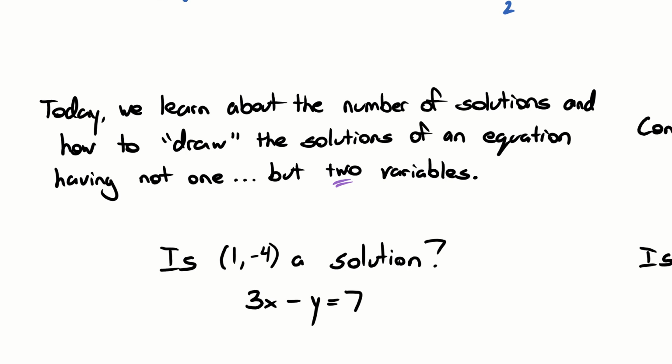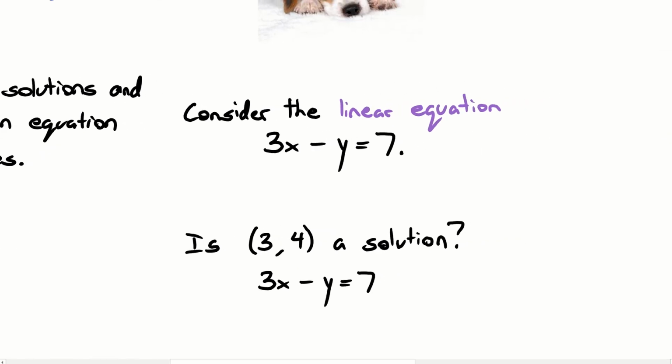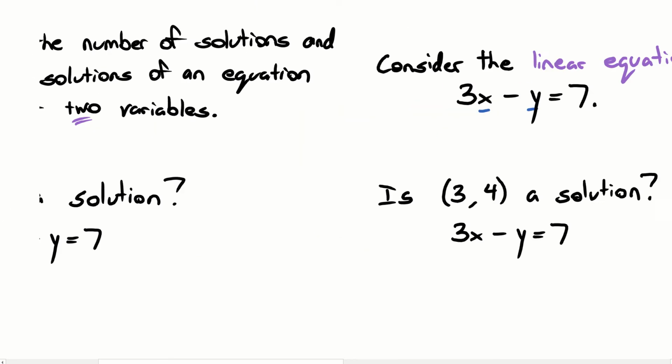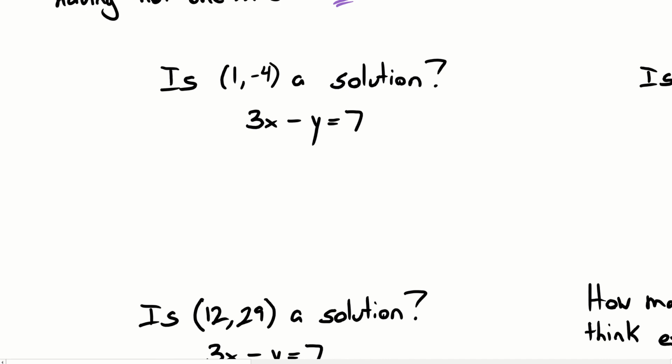So let's consider a two-variable equation. Here it is. 3x minus y is equal to 7. That's a linear equation, I can promise you that. And it also is a function. 3x minus y is equal to 7. You can see it has two variables, x and y. Let me ask you something, folks. Is 1, negative 4 a solution?